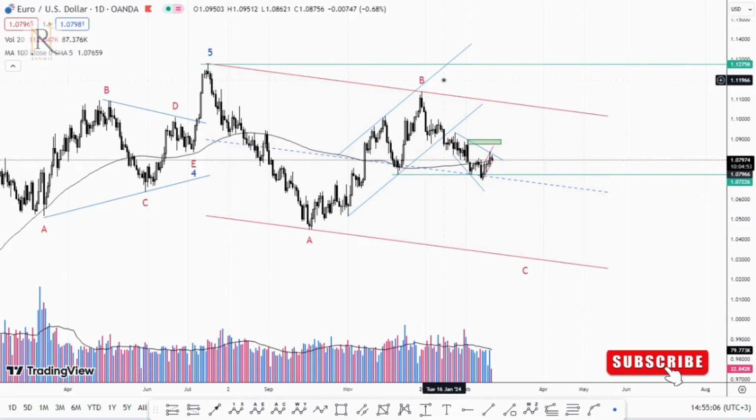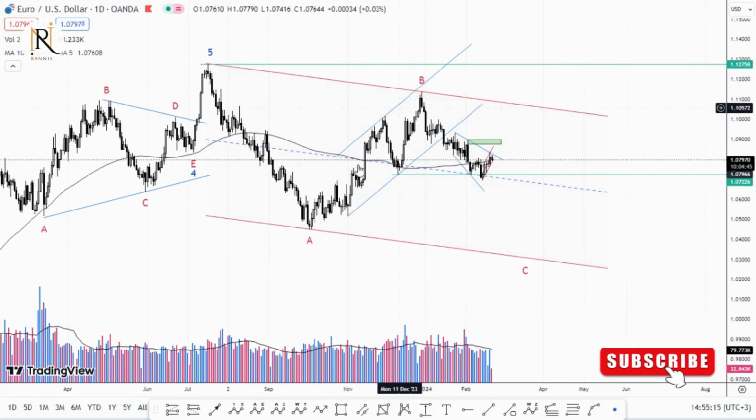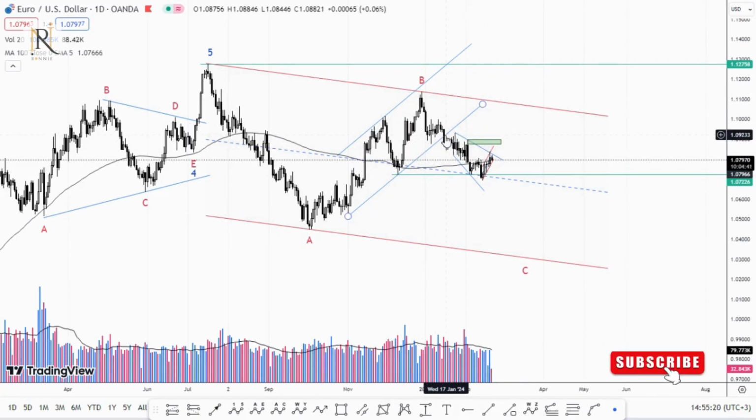In terms of the daily time frame, we have a good pattern that is forming. Wave B formed a good bearish flag pattern, and we just broke out of this flag pattern right at this point. That was on Tuesday, 16th of January 2024.